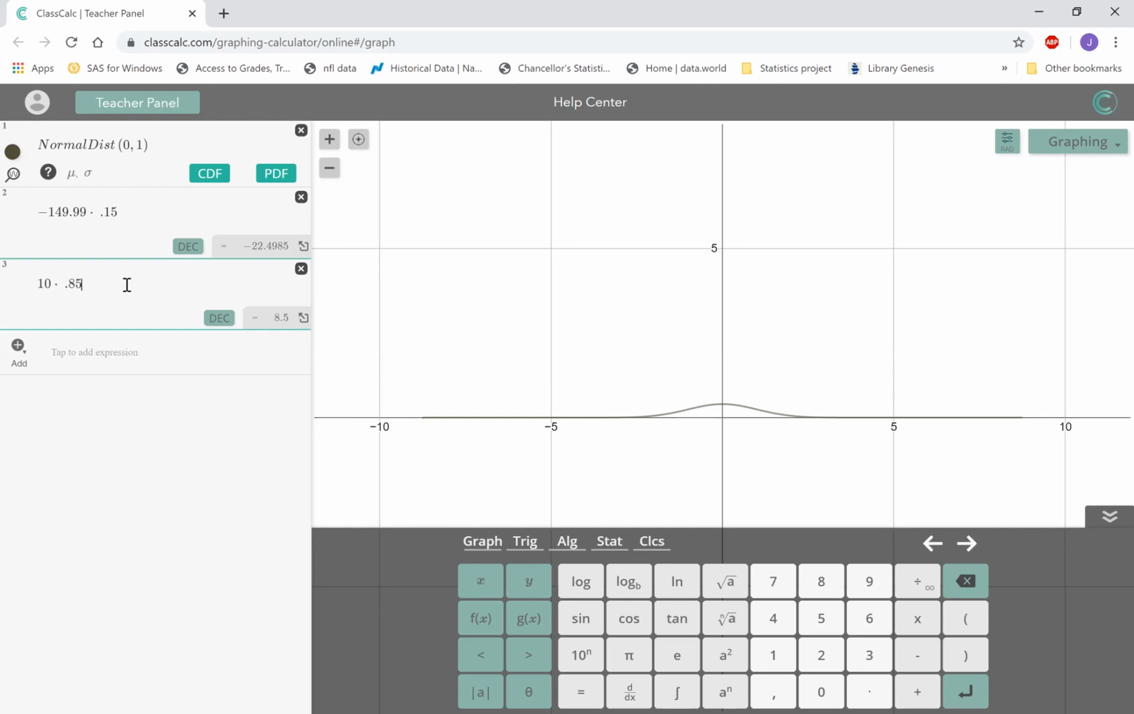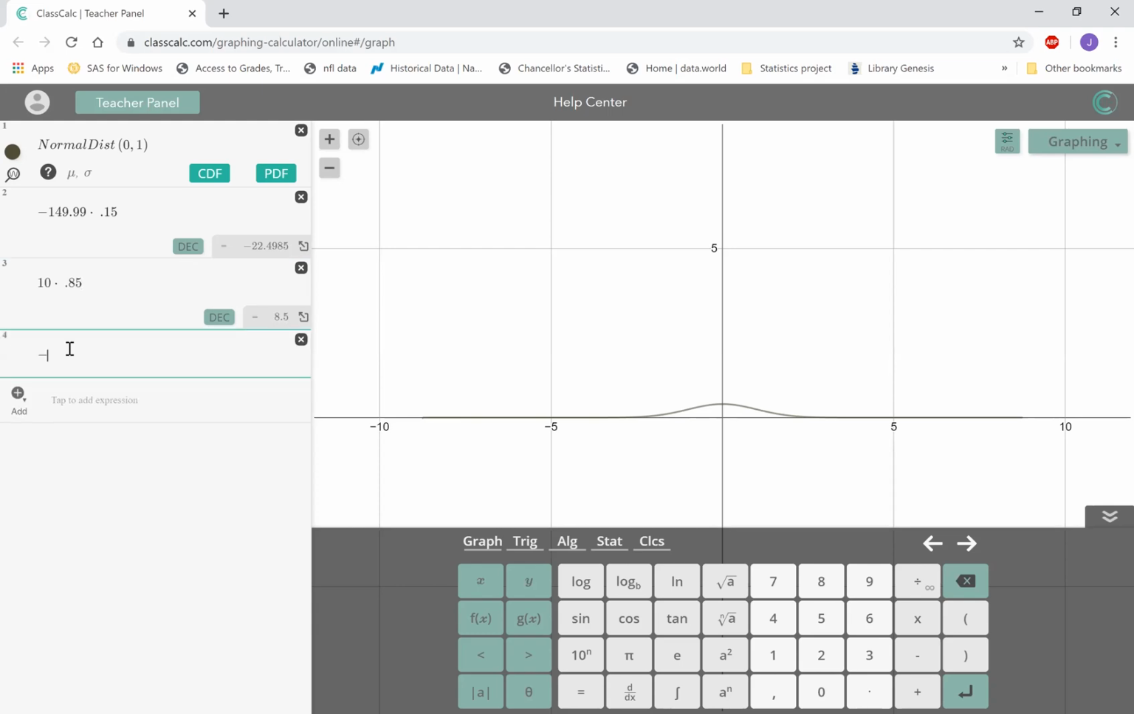So far we got negative 22.4985, and when you do 10 times 0.85, you get 8.5. Any question in regard to those two multiplication or operation results? No. All right. So the last thing we're going to do, since we're trying to find the expected value, is just add the two.